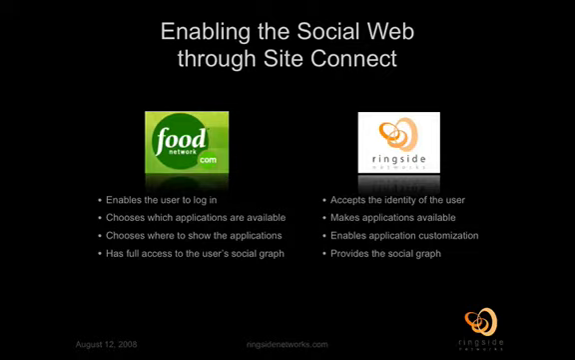Ringside Networks also enables application customization. So if I had the food matching application also running at Facebook or MySpace, and I also had it running at FoodNetwork.com, I could provide a custom look and feel for Food Network to more tightly integrate into their look and feel of their website. Finally, Ringside Networks provides the social graph and the social APIs that are required to make applications like the food matching application possible.